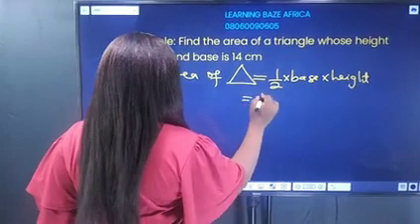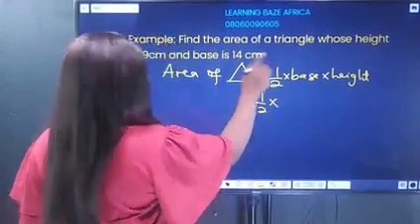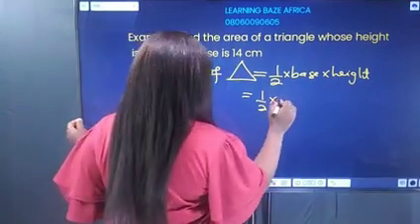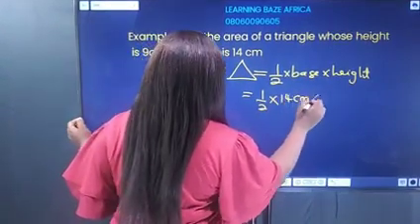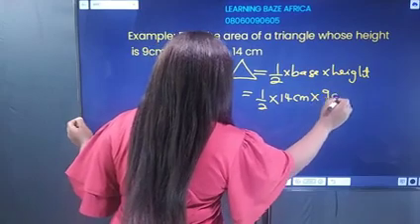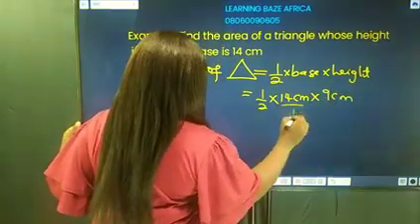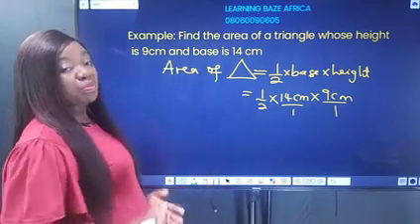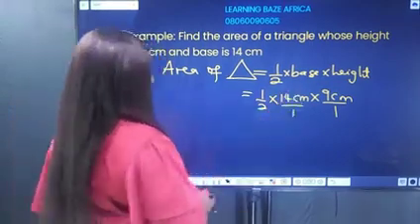And that is equal to half times, in the question, height is 9 centimeters and base is 14 centimeters. So we have 14 centimeters times the height, 9 centimeters. This will be over 1 and this will be over 1 because they are whole numbers. All whole numbers are divisible by 1. So now let's reduce the fraction to the lowest term.